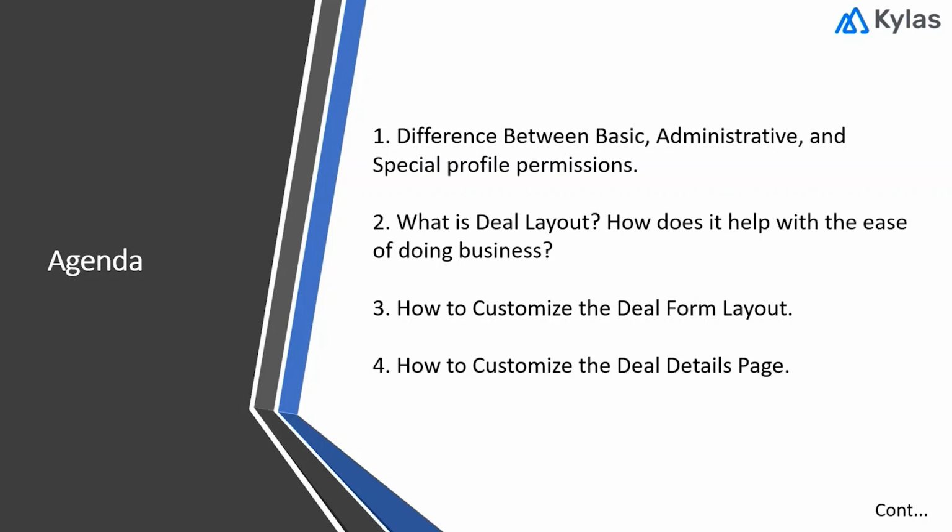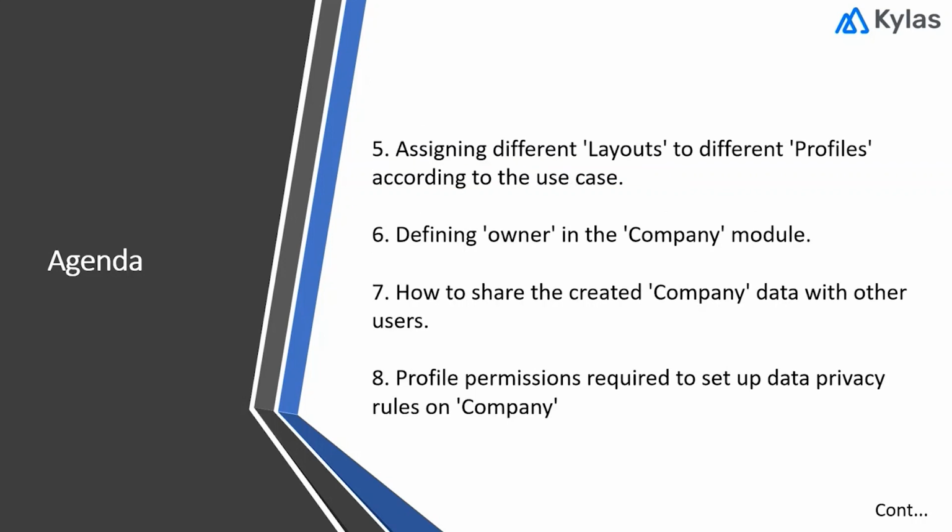Third, we would be looking at how to customize the deal form layout. There would be multiple forms such as create deal, then edit deal, and the fourth point, that is for the deal detail page. So these are the three different forms or layouts that we would be seeing today and how we can customize those. Next, we would be looking at how we can assign a layout to a profile. So here we can assign different layouts to different profiles.